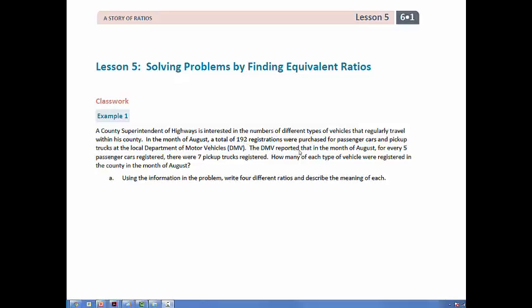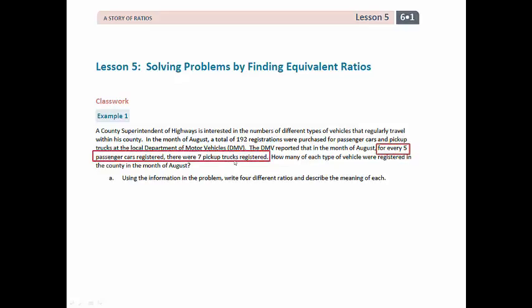The DMV reported that in the month of August, for every 5 passenger cars registered, there were 7 pickup trucks registered. And we want to know how many of each type of vehicle were registered in the county in the month of August. Well, if we look at this, we know that for every 5 passenger cars registered, there were 7 pickup trucks registered. So that's our ratio. For Part A, we're going to write 4 different ratios and describe the meaning of each. So here's our first ratio.